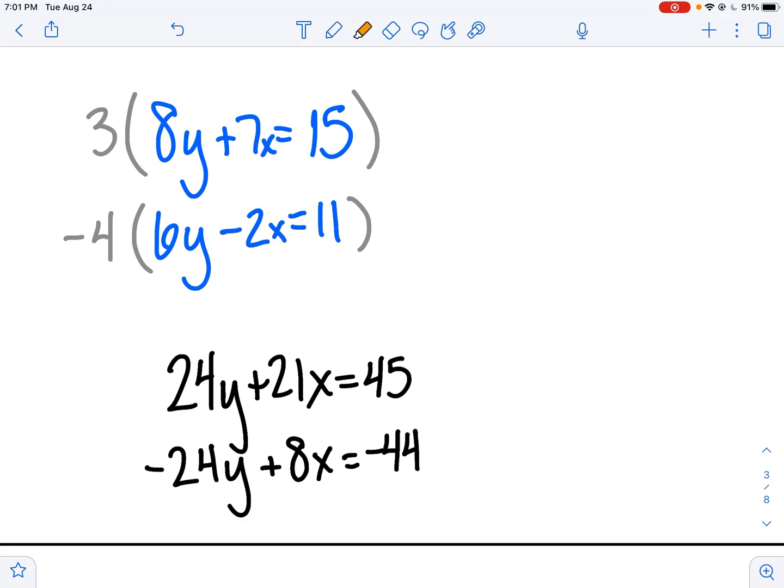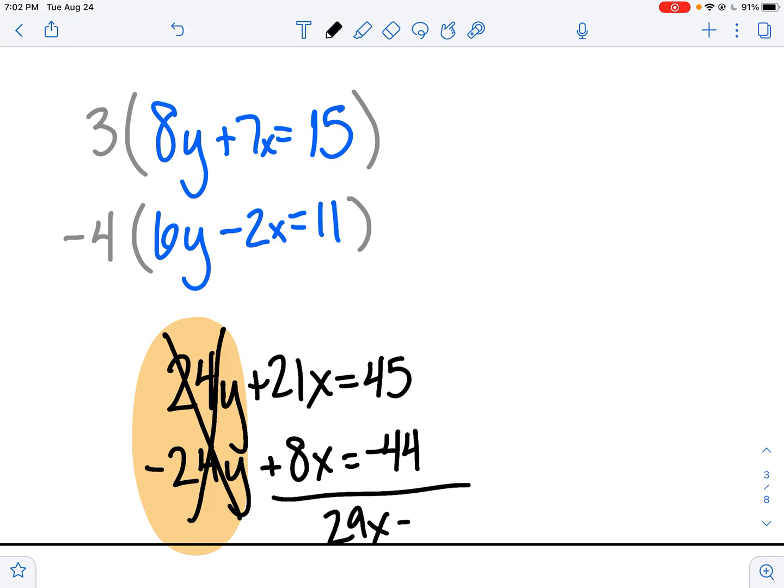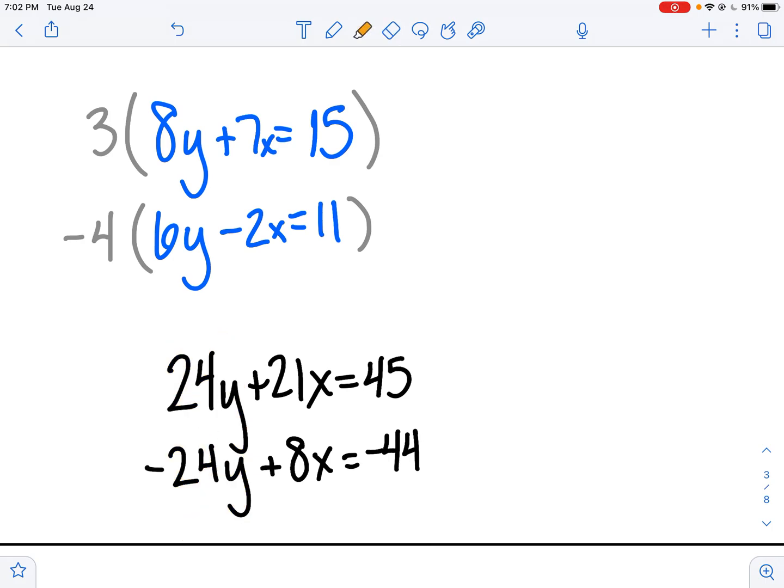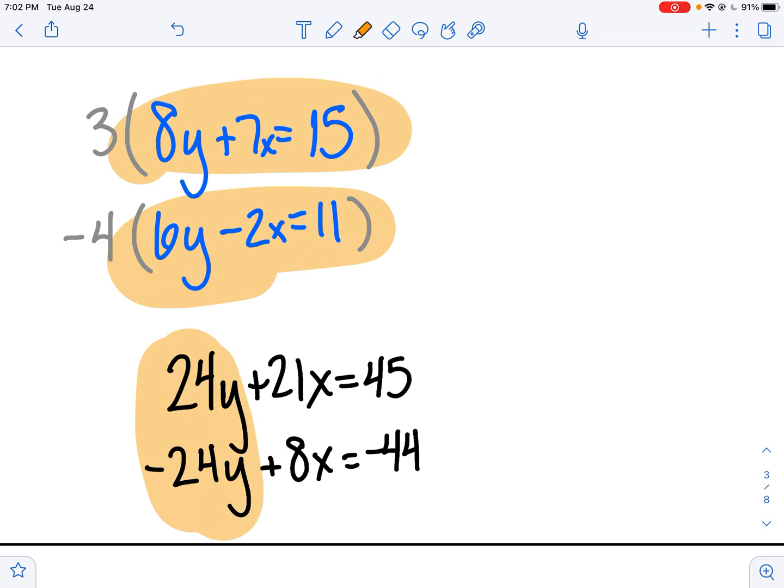And now that I have opposite coefficients, my y's should reduce to 0, and I would be left with 29x equals 1. A strange fraction, I understand, but at least now I can solve this system. And that was made possible by multiplying both equations by different numbers to get opposite coefficients for one variable. You could have done it for x as well.